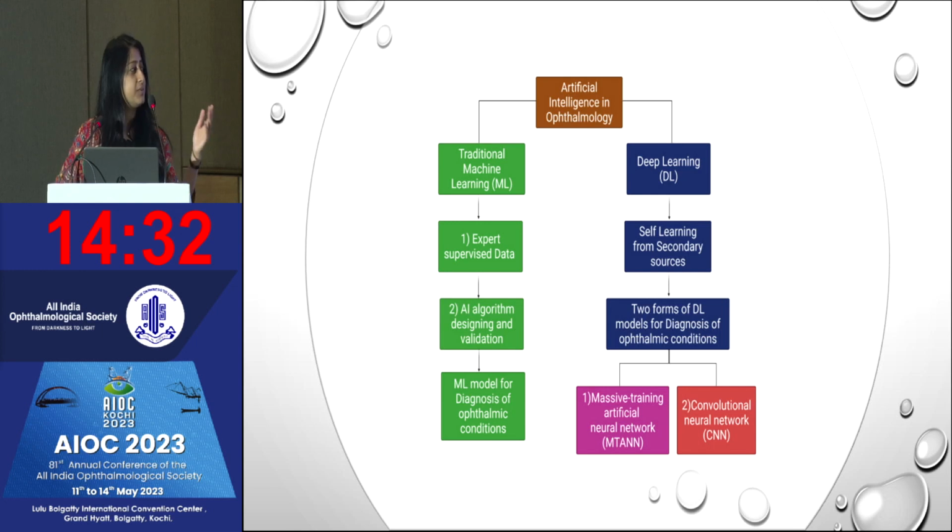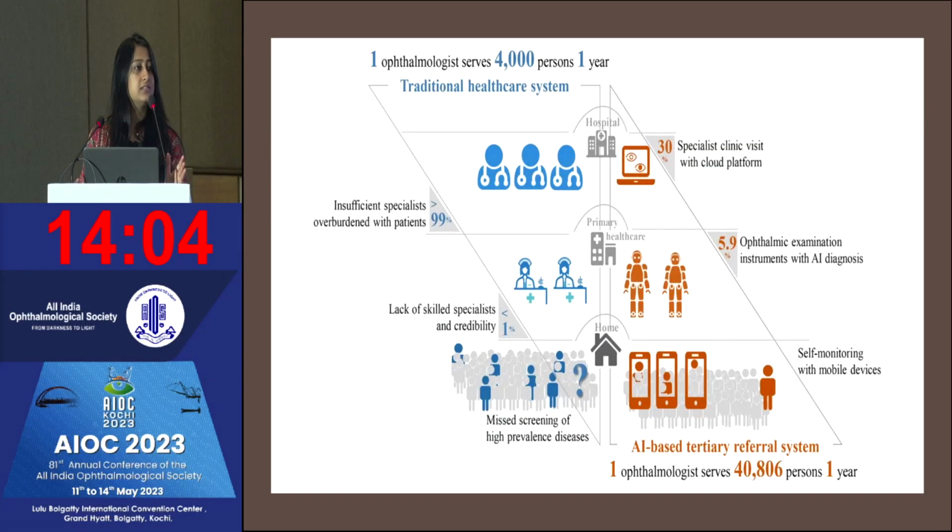As everybody has already quoted, artificial intelligence in ophthalmology could be either traditional machine learning or deep learning. When we talk about deep learning, it is basically self-learning from secondary sources, which could be in the massive training artificial network form or the convolutional neural network form. Traditional machine learning would be on model for diagnosis of ophthalmic conditions. As you can see, it's a beautiful chart which shows that in a traditional healthcare system, one ophthalmologist can cater to 4,000 people in a year. However, when we integrate the traditional healthcare system and the AI-based tertiary referral system, as Dr. Natarajan sir has very beautifully shown with his Forest example, we can actually serve more than 40,000 people per year. That is a 10 times increase manifold.